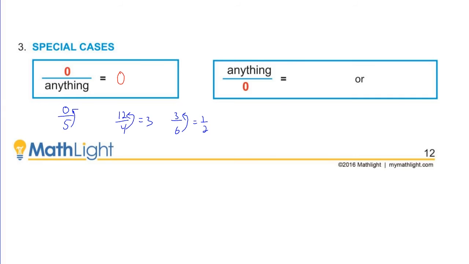All right? It's the only exception. So when I say anything, anything except 0. 0 divided by anything except 0 is 0. I don't care if you're talking about a rational number, an irrational number, a natural number, etc. 0 divided by anything except 0 is indeed 0.